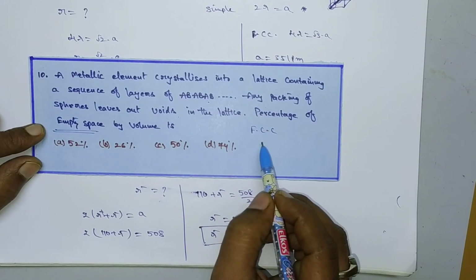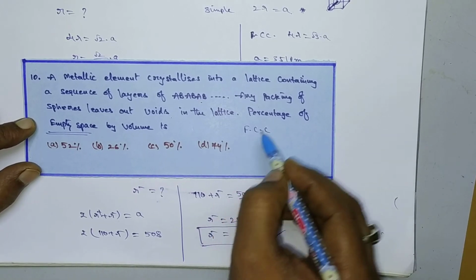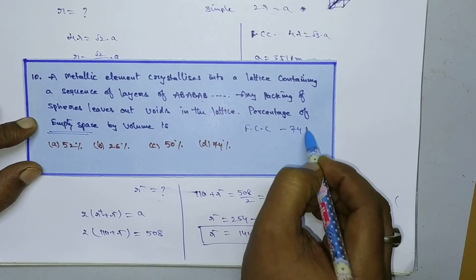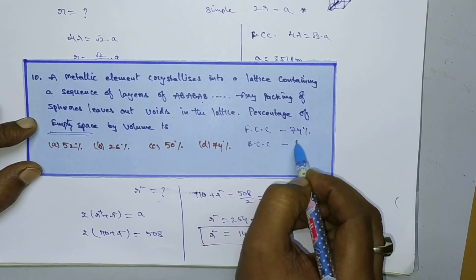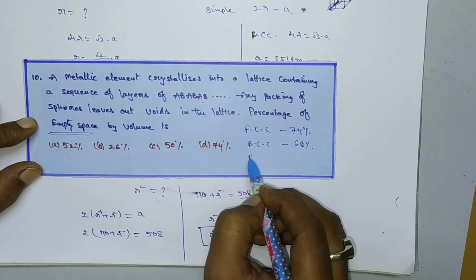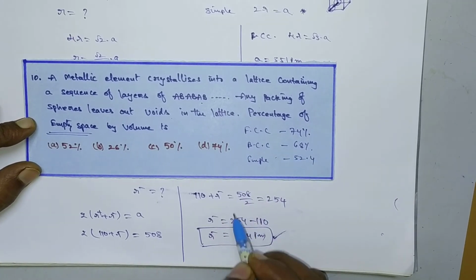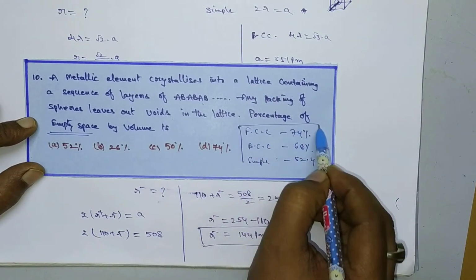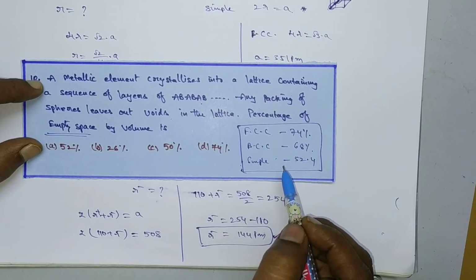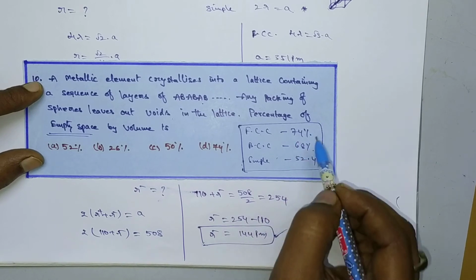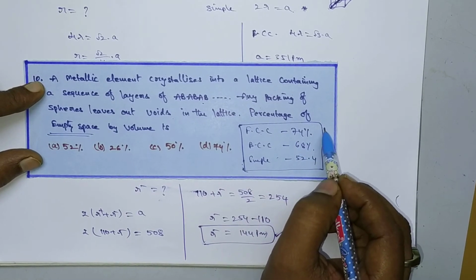So for face centered cubic structure, the packing efficiency is 74%. You have to remember this one. So for body centered cubic structure, the percentage is 68% only. For simple cube, the percentage is 52.4 only. So you have to remember these three. If you remember these three, you can easily solve any type of this problem. So for FCC, the packing efficiency is 74.